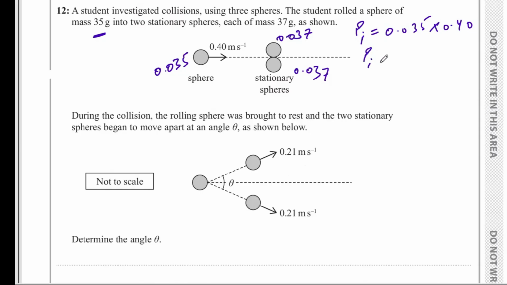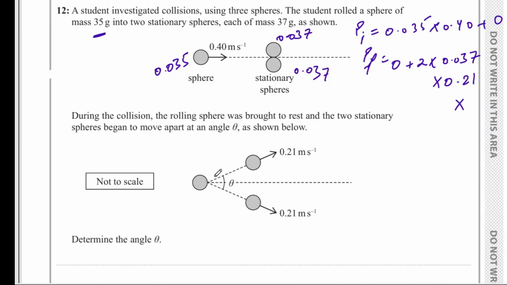And then I've got the initial momentum, and that comes out to be something, whatever it is, we're going to calculate that. And then I'm going to add 0 as well over here, because these are the stationary spheres. Now I'm going to calculate the final momentum. The momentum of this ball is going to be 0 plus, you've got two balls, and you've got the masses, and the speed, which is 0.21. So 2 times the mass, which is 0.037, times 0.21.